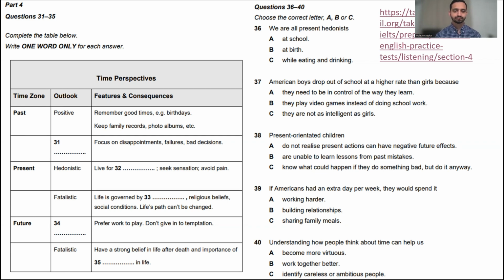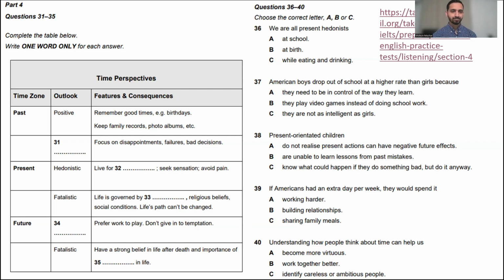Past positive thinkers spend most of their time in a state of nostalgia, fondly remembering moments such as birthdays, marriages, and important achievements in their life. These are the kinds of people who keep family records, books, and photo albums. People living in the past negative time zone are also absorbed by earlier times, but they focus on all the bad things, regrets, failures, poor decisions. They spend a lot of time thinking about how life could have been.